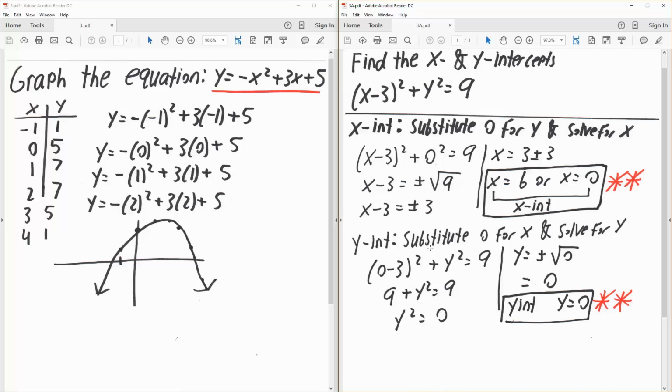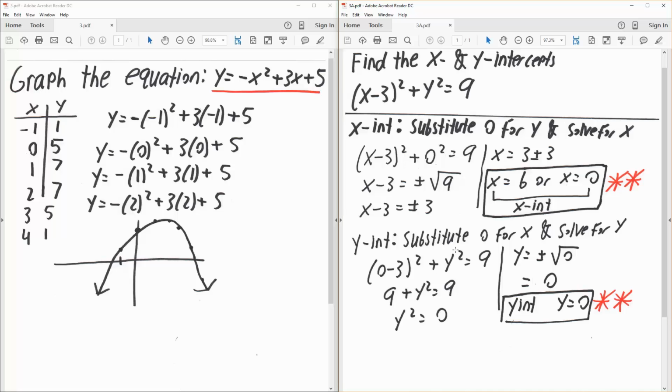And so next we want to get the y-intercept. For the y-intercept, we substitute 0 for x and we solve for y. So (0 minus 3) squared plus y squared is equal to 9. This right here would produce 9 because 3 squared is 9.